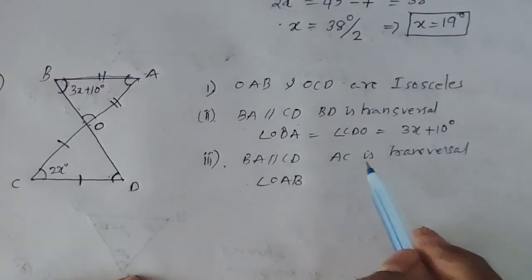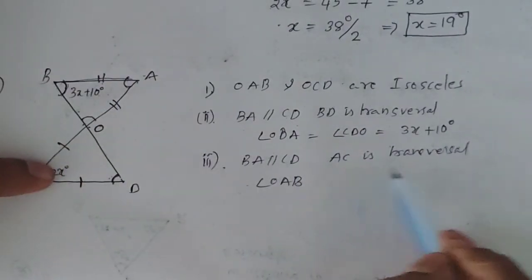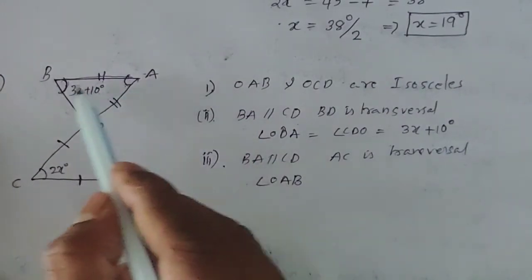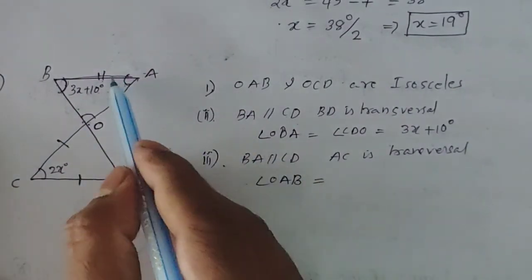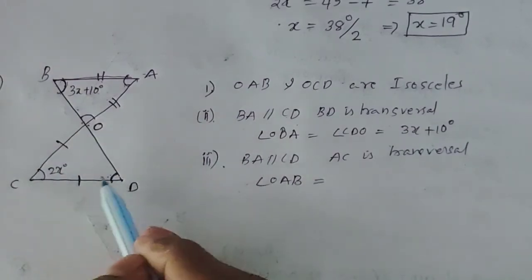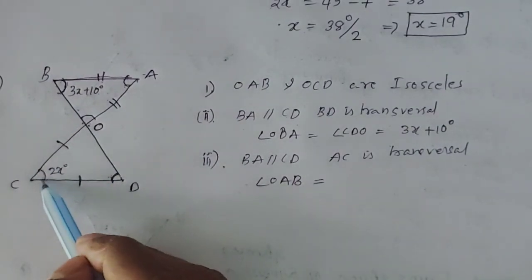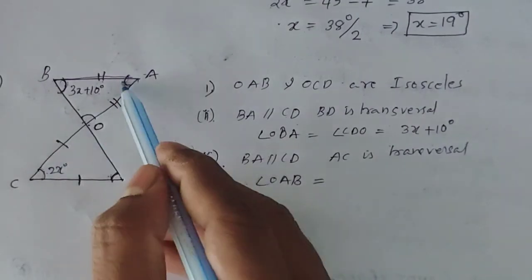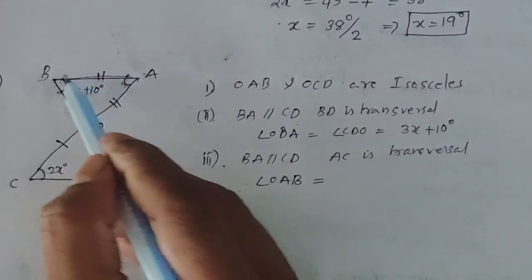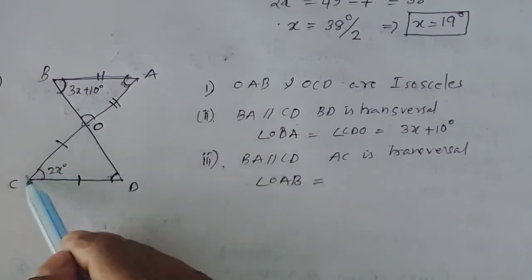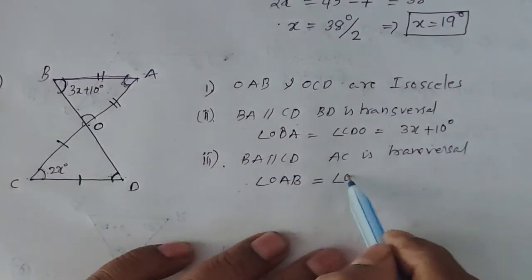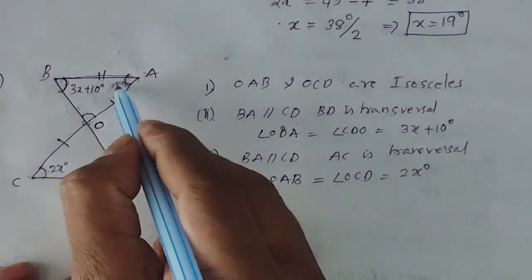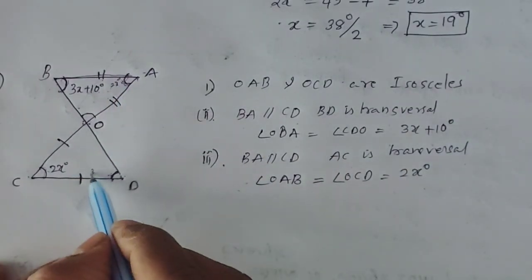Similarly, AC is another transversal. So angle at A, that means angle OAB, is equal to angle OCD. These two angles are corresponding angles, so these two angles are equal to each other. That means angle OAB equals angle OCD, which is equal to 2x degrees. So this angle is 2x degrees, and this is 3x plus 10.